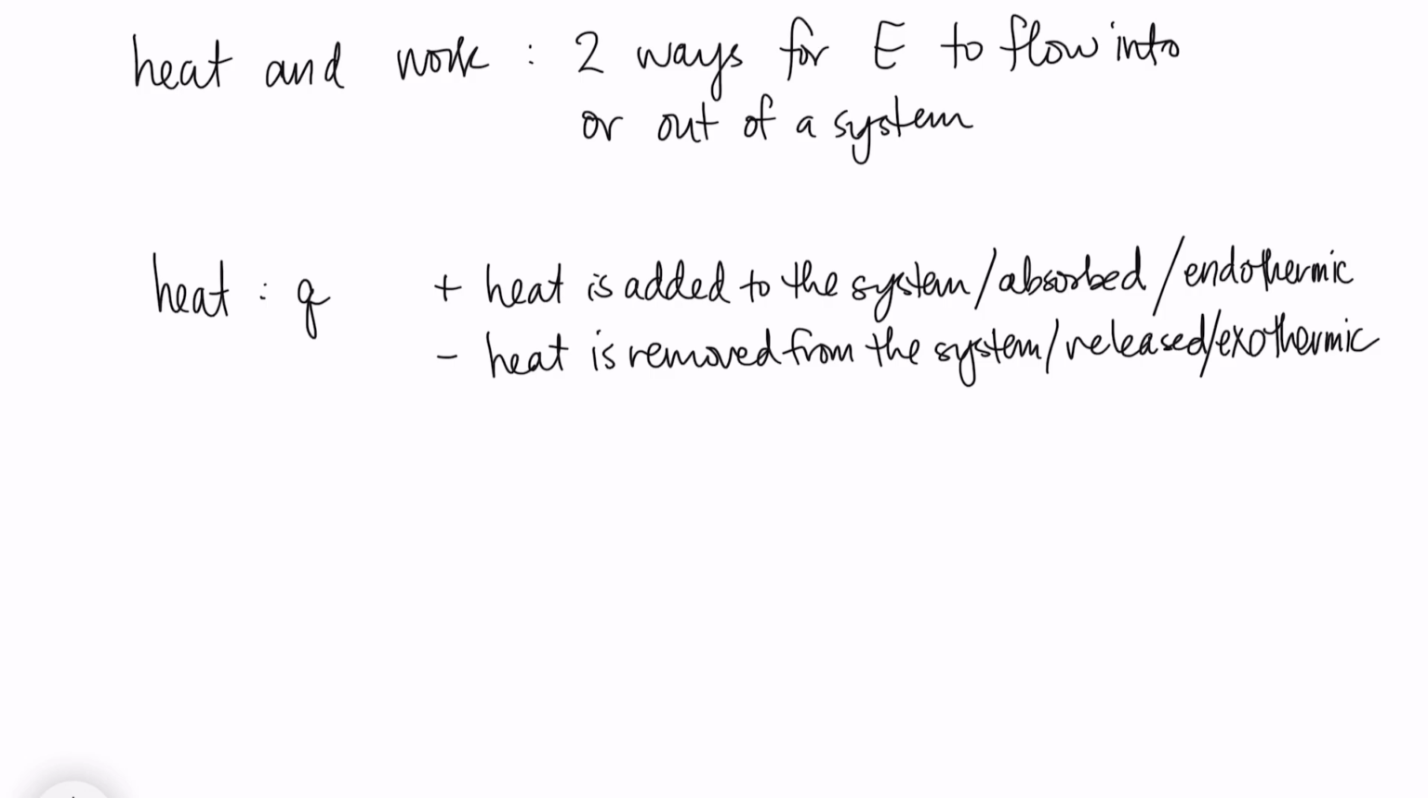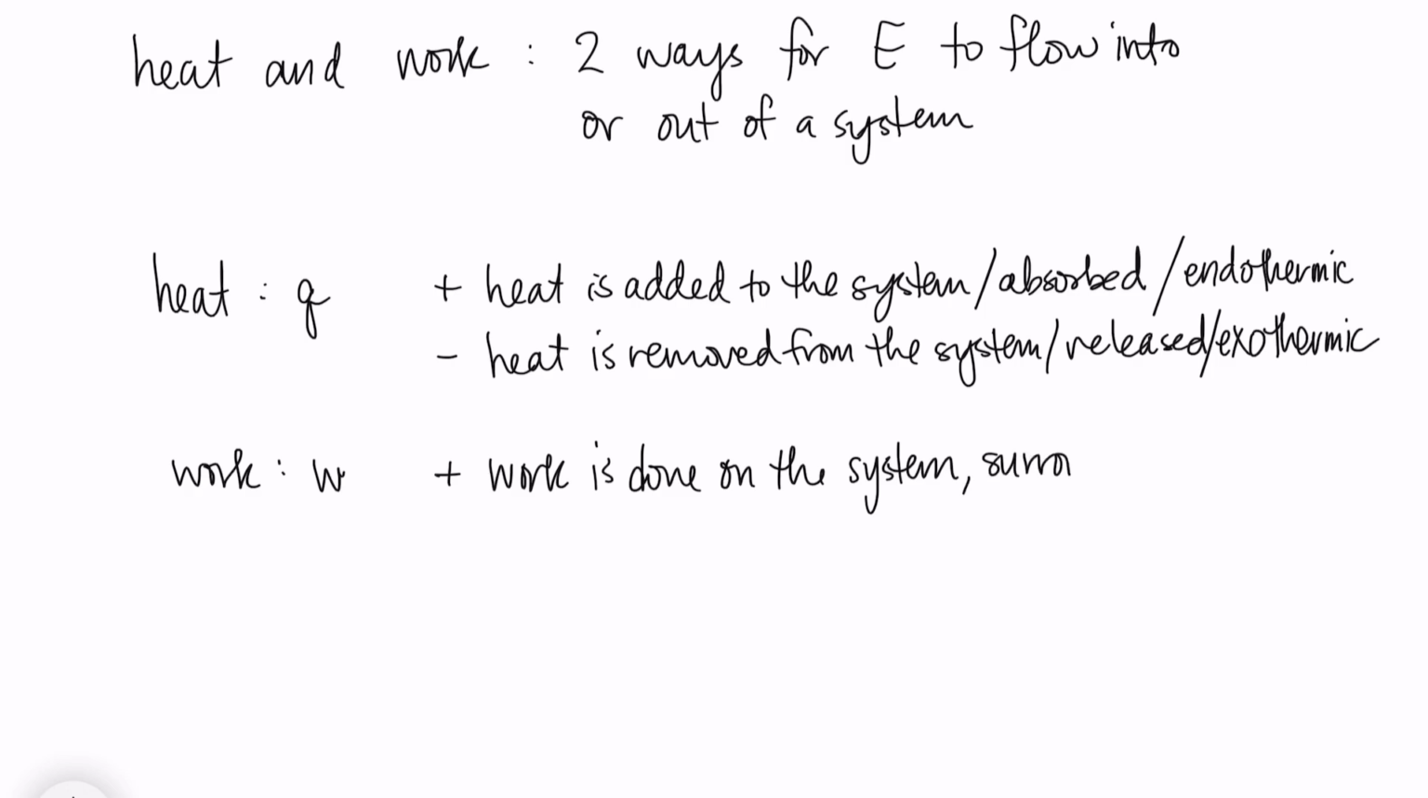Okay, we also have work, and work has the symbol W, very convenient. And work can be positive when work is done on the system. In this class, we're just going to worry about pressure volume work. And so work being done on the system happens when the surroundings push, that's the work, on the system. So in other words, that's when compression happens.